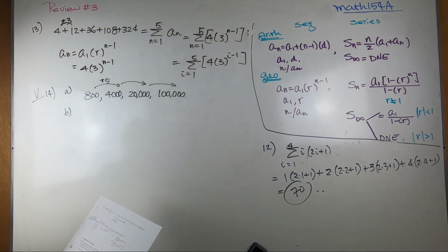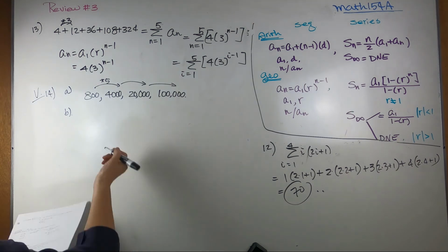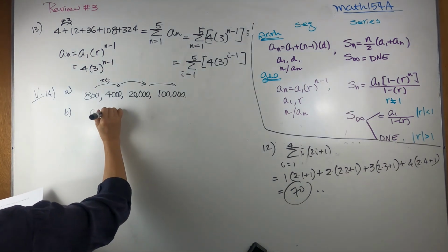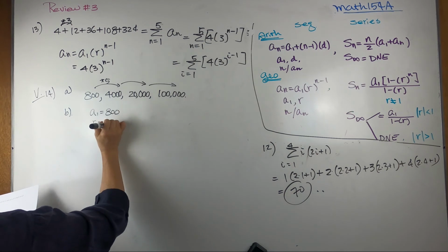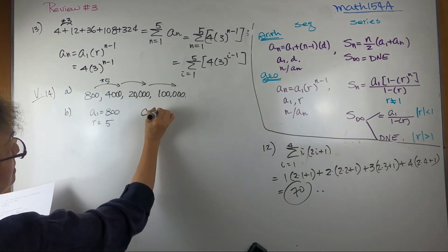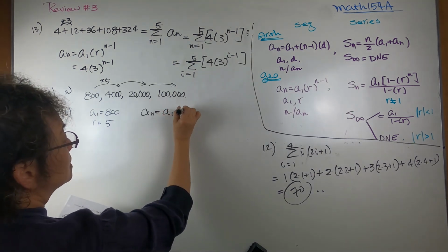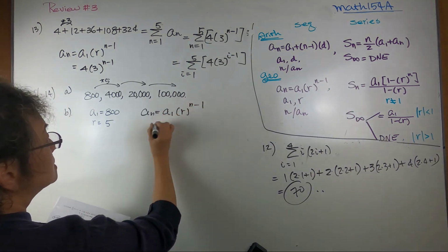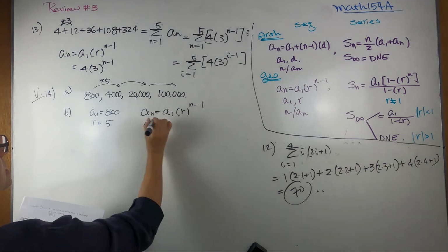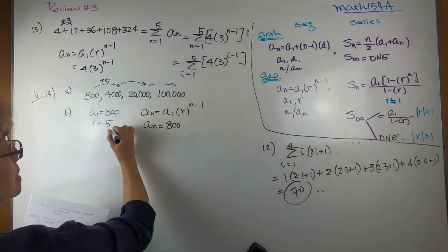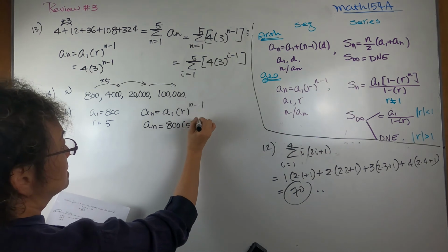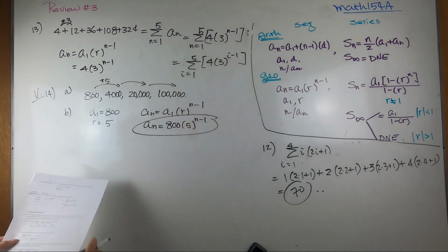So we want you to write a general term. It's geometric. A1 is 800. R is 5. How do we write an? Here, an equals a1 r to the n minus 1. So we will write an is 800 times 5 to the n minus 1. That's all you need to do.